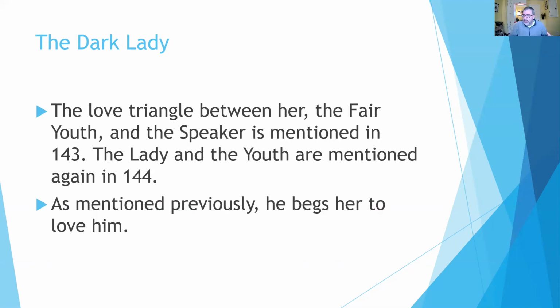In 143 and 144, there's this love triangle that he talks about, more so in 143. The three people who are a part of this love triangle are the speaker, the lady, the Dark Lady, as well as the so-called fair youth. And that's what's discussed in 143. But in 144, interestingly, he's excluded from this triangle, where he only discusses the lady and he only discusses the youth. And that's reflective, of course, of how he feels: that neither of them are really providing him with the affection that he needs, that he craves, that he desperately is begging them for.